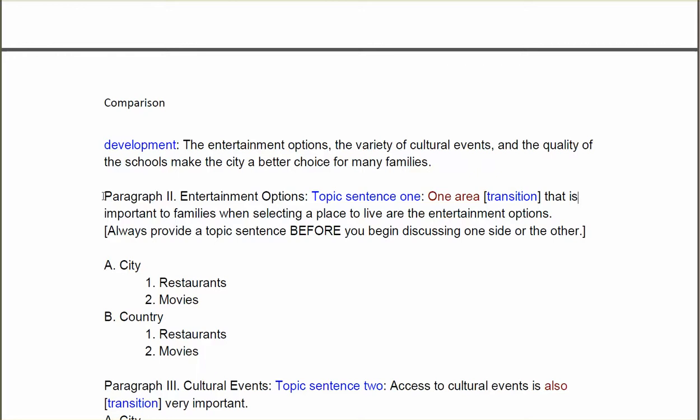In my first body paragraph, I'm going to talk about entertainment options. All right, maybe the 2 things I want to talk about are restaurants and movies. Half my paragraph is on the city, half my paragraph is on the country. In the first half of that paragraph, I'm only focusing on the city, the restaurants in the city and the movies in the city. The second half of that paragraph is on the country, the restaurants in the country, the movies in the country.